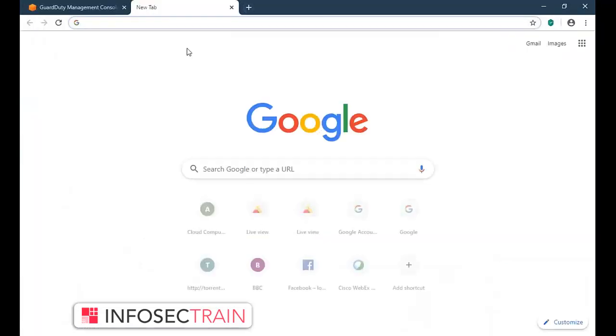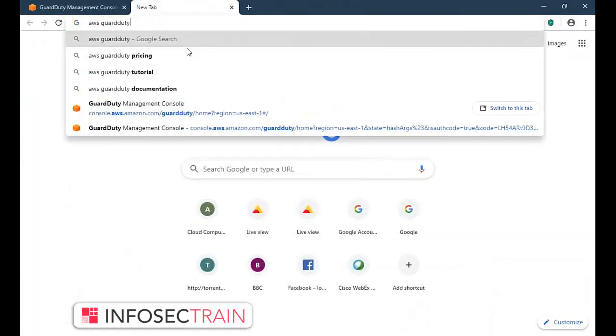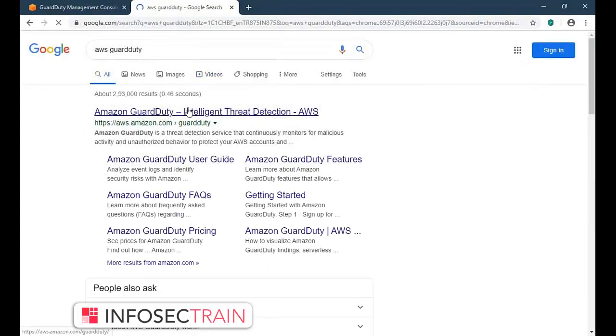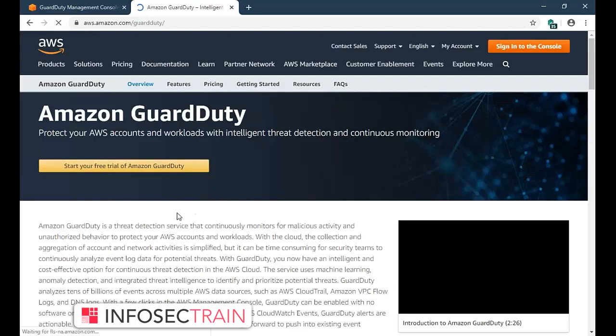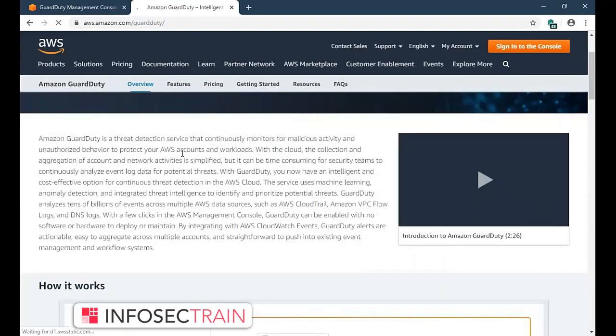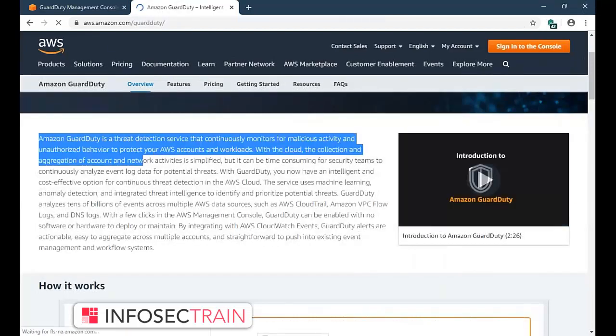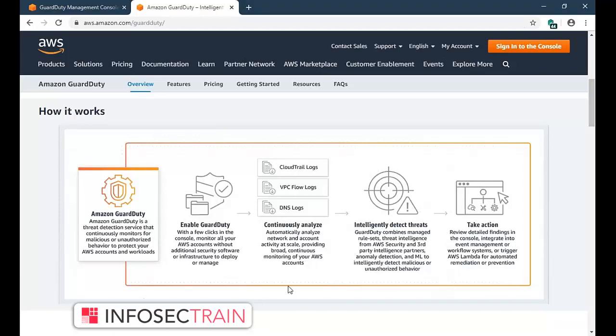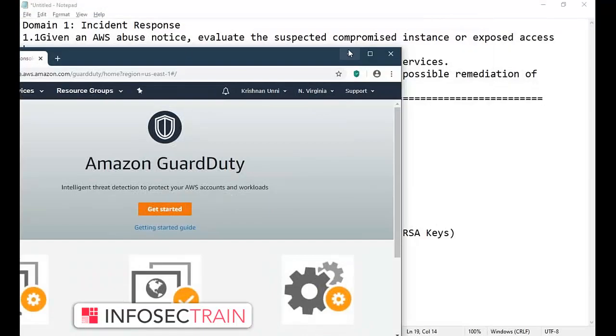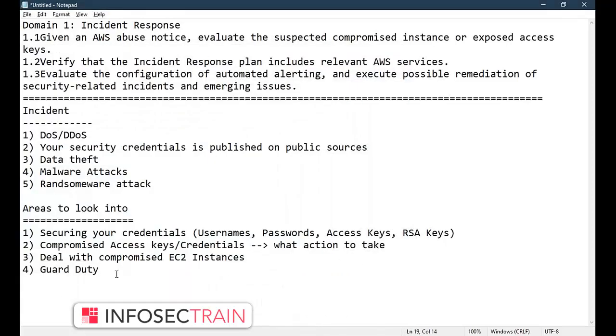The service is very common. GuardDuty is a very common service, and most people are using it. The cost is also very less. This service will actually look for malicious behavior to protect the AWS accounts and workloads. Is it clear? That's it. So GuardDuty you have to learn in depth in this particular domain. GuardDuty is mandatory.